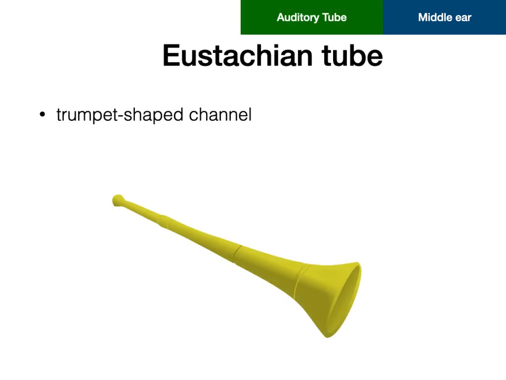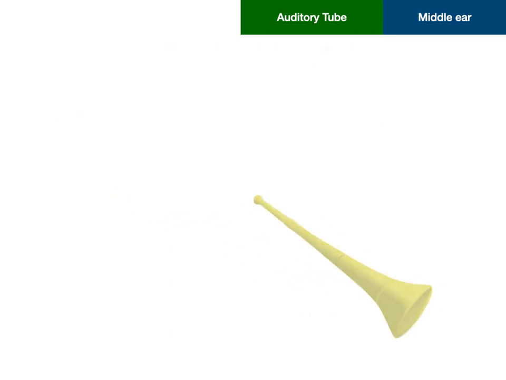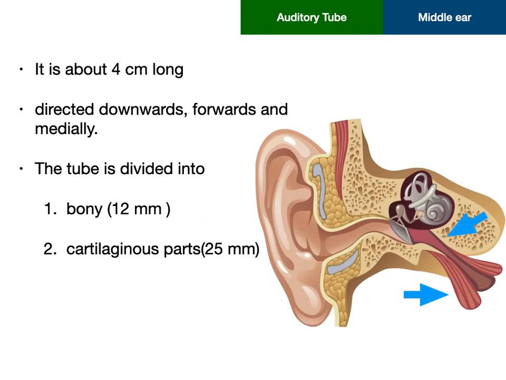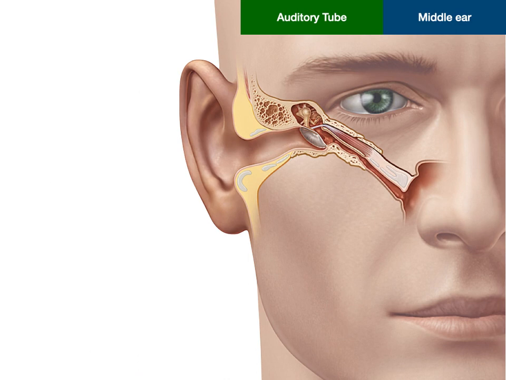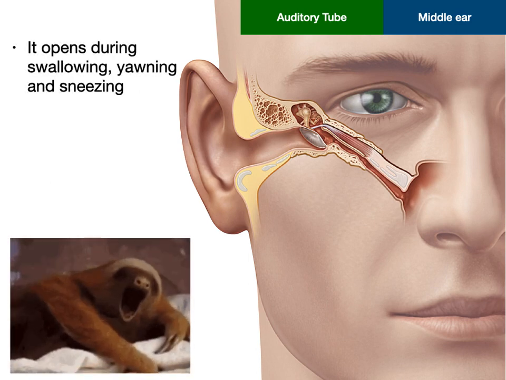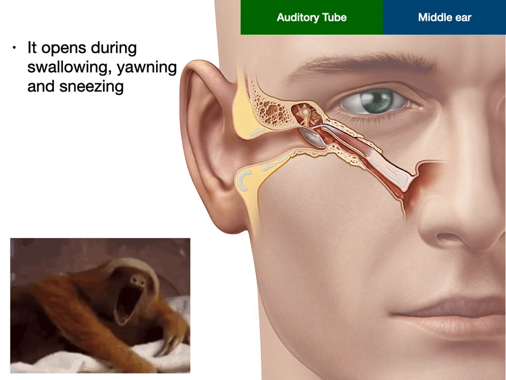Then the second part of the middle ear is the eustachian tube. It is a trumpet-shaped channel, 4 centimeters long, directed downwards, forwards and medially. The tube is divided into a bony part and a cartilaginous part. It provides communication of the middle ear cavity with the exterior. It equalizes the air pressure on both sides of the tympanic membrane, and the tube is usually closed. It opens during swallowing, yawning and sneezing.